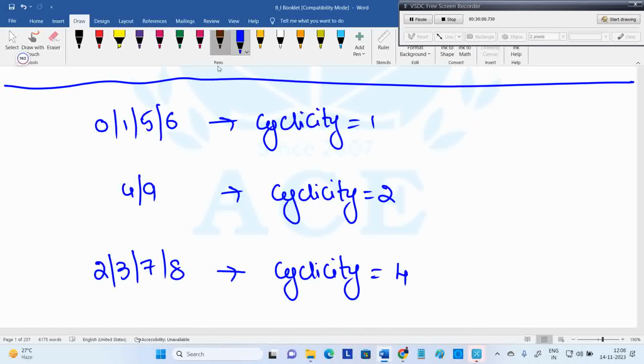2 power 1, 2 power 2, 2 power 3, 2 power 4, or 3 power 1, 3 power 2, 3 power 3, 3 power 4. So depending on this, there is a cycle. After every 4 powers, the same thing will repeat.